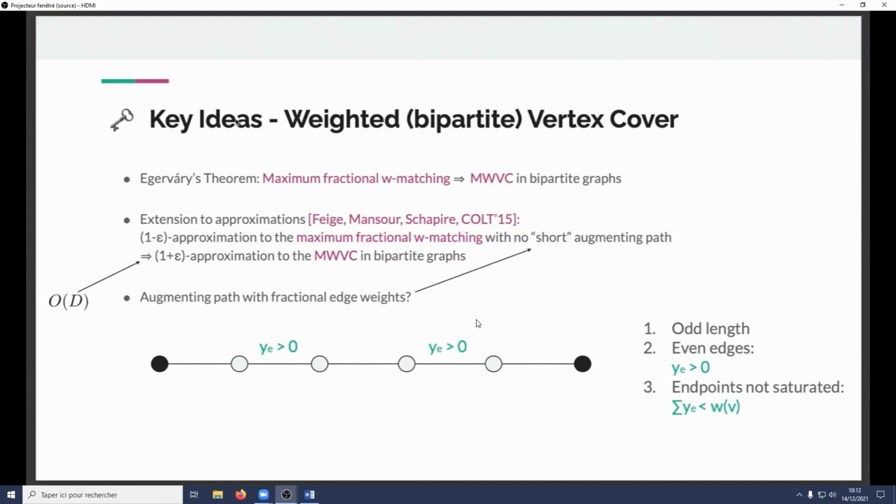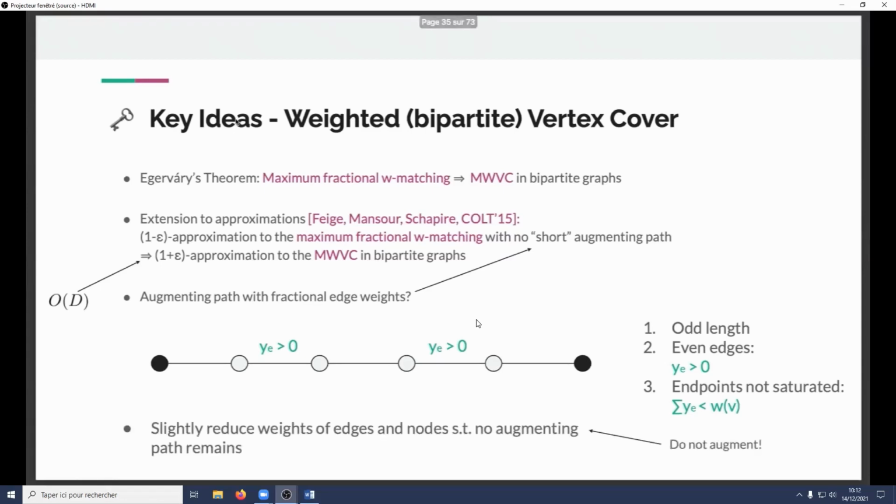So now, how to get rid of those augmenting paths? Actually, we do not augment those paths like we do in the unweighted setting. What we do here is we slightly reduce the weights of the edges at nodes such that no such path remains. So let me make this straight.